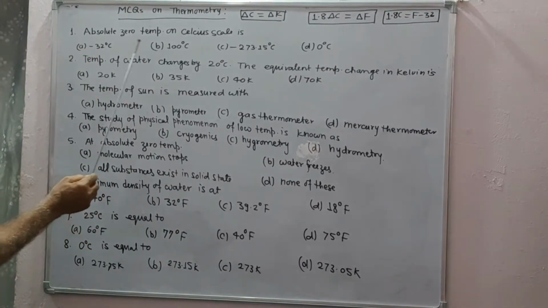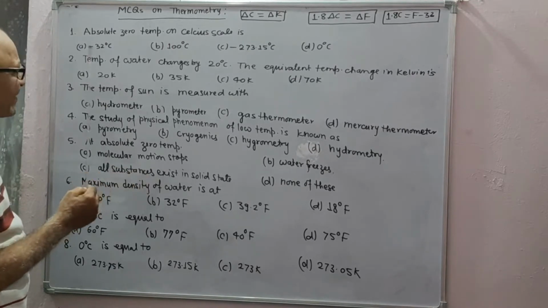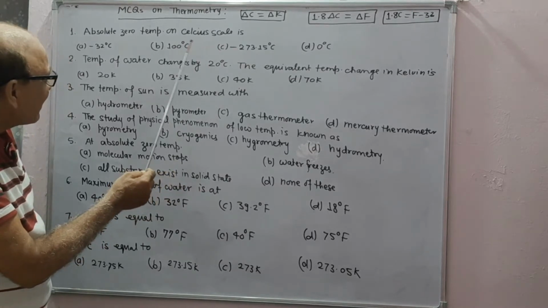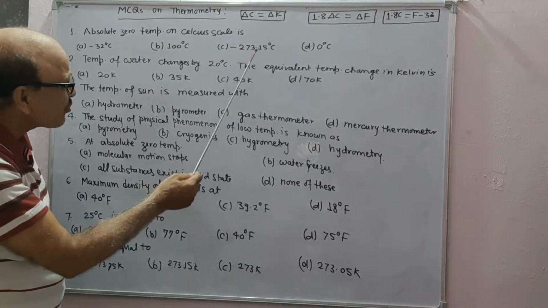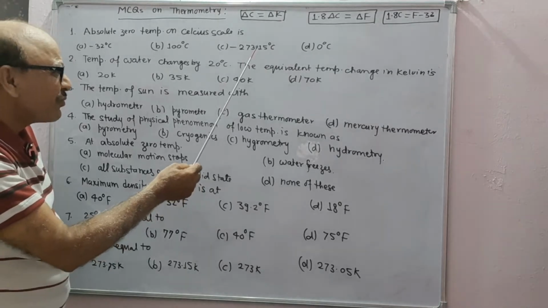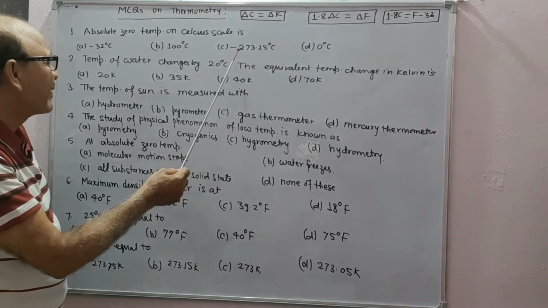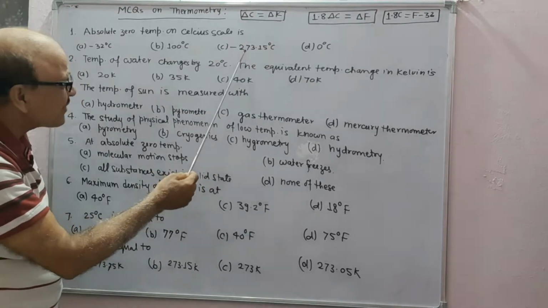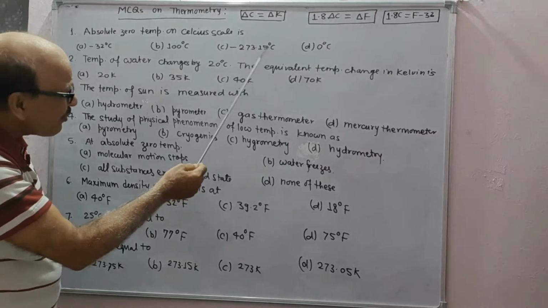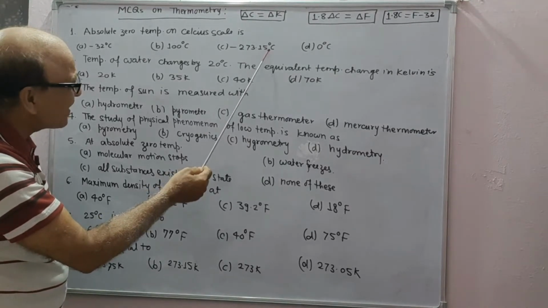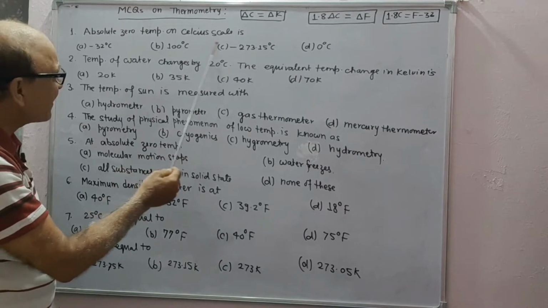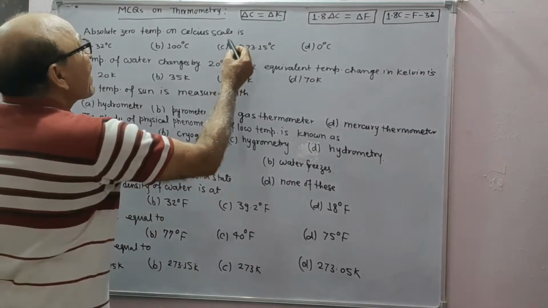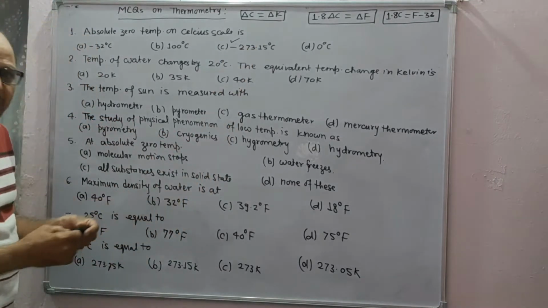First question is, absolute zero temperature on Celsius scale is, options are this. As you know, Celsius reading plus 273.15 is equal to 0 Kelvin. That is, when you add this temperature to 273.15 degrees Celsius, you will get 0 Kelvin. That is, the correct answer will be this one.